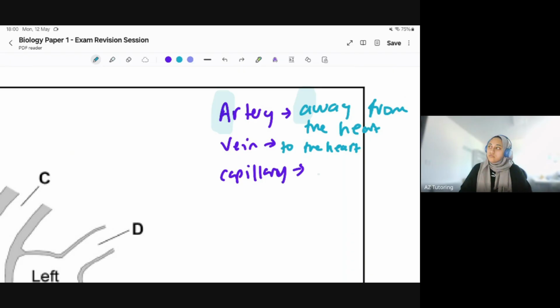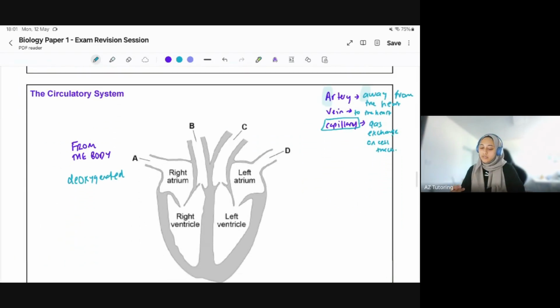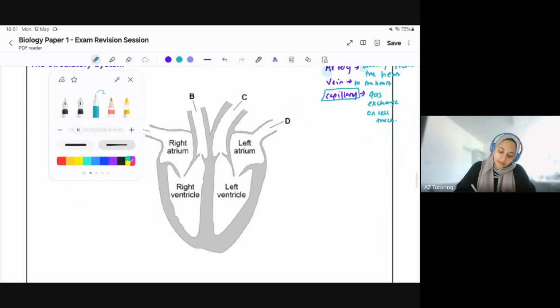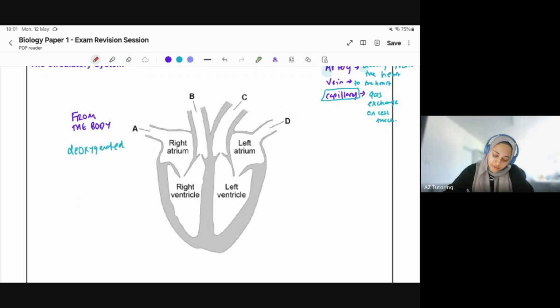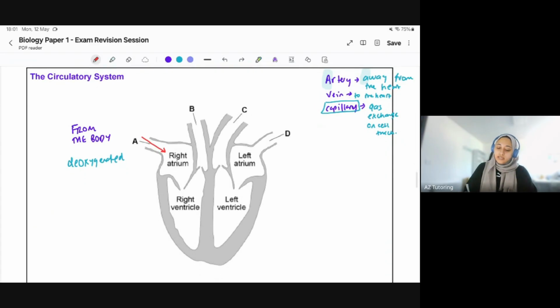I'll just say gas exchange takes place here. And the reason why it does is because it's 1 cell thick. Okay, so capillary is what the alveoli is wrapped in. Arteries and veins, just remember direction. So if at first here, blood is coming from the body to the heart, since it's coming to the heart, it's a vein. And the type of vein it is, is a vena cava.